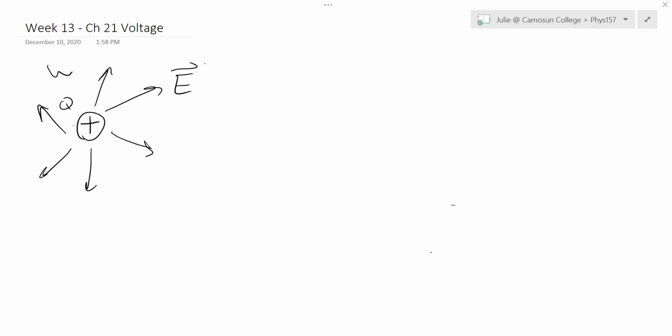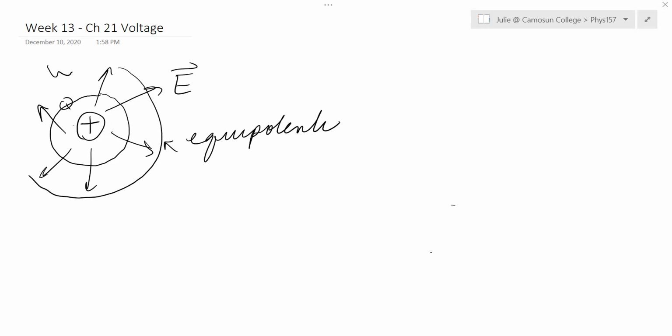Now, associated with this electric field are what are called equipotential lines, equal voltage lines. And they are lines around which, if you take a charge and you move, you won't be doing any work. Okay, so these circles are called equipotential lines. And they are associated with numbers.